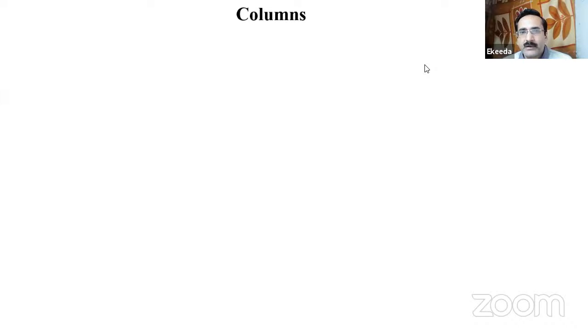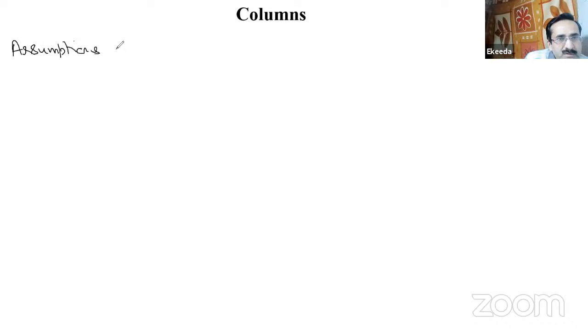So let us continue. We were talking about the columns. There are some assumptions associated with the columns, assumptions for Euler's theory of columns.